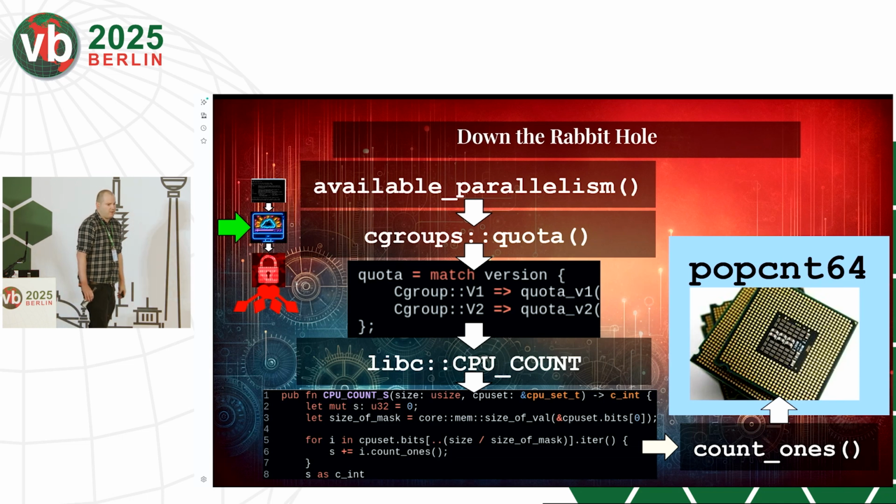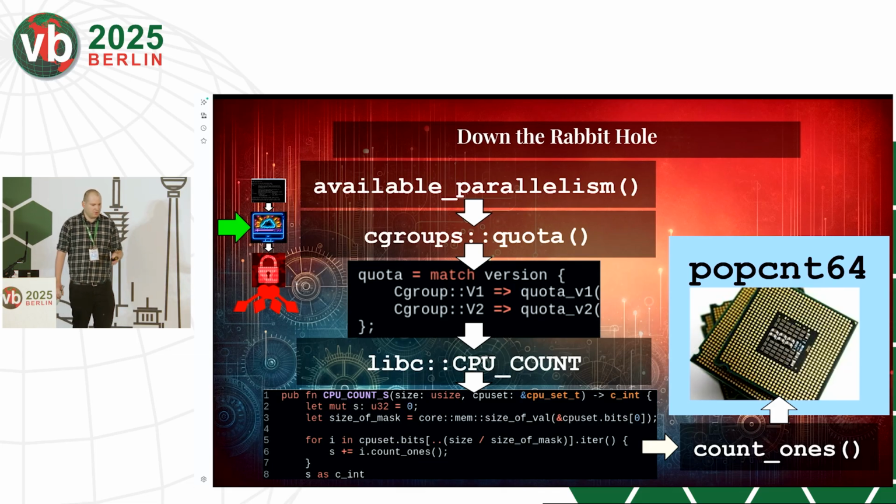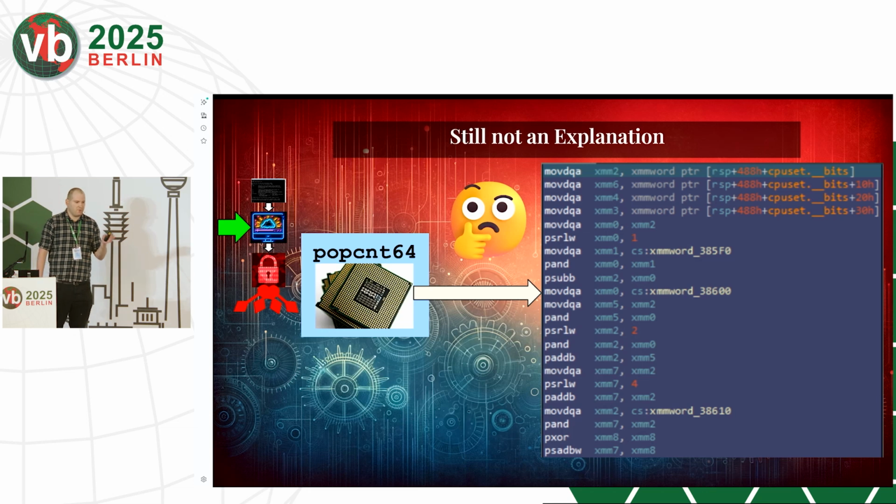Now, available parallelism calls a function named quota, which calls either one of two functions, quota v1 or quota v2, which calls a libc function named CPU count, which calls another function named CPU count s, which iterates in a loop, with each iteration calling some function named count ones, which finally calls popcount64, which is an LLVM intrinsic, which kind of sort of performs the logic that we talked about earlier of counting the number of available cores, but there's still some way to go from here to there.